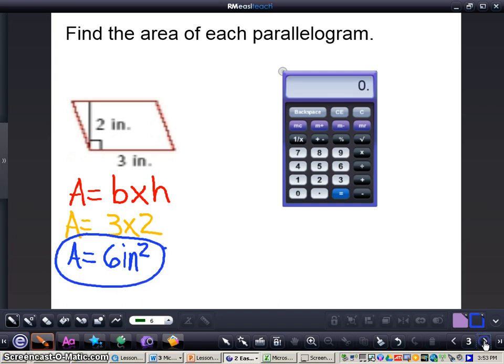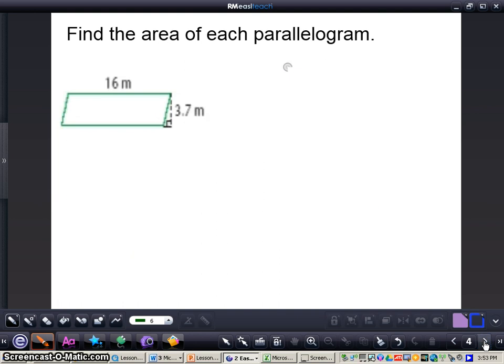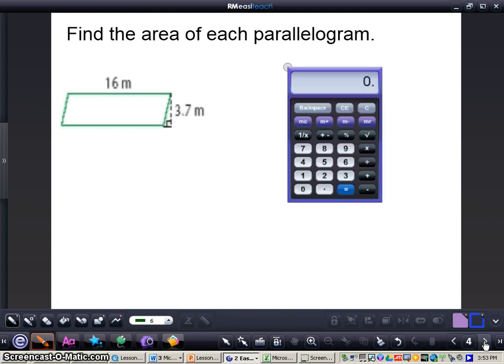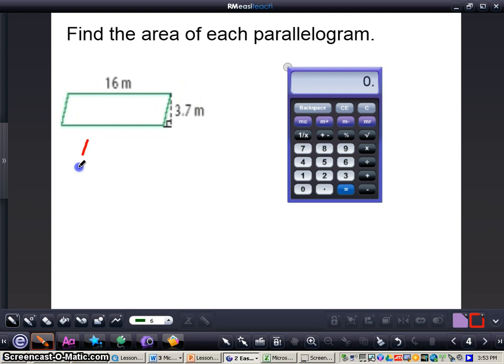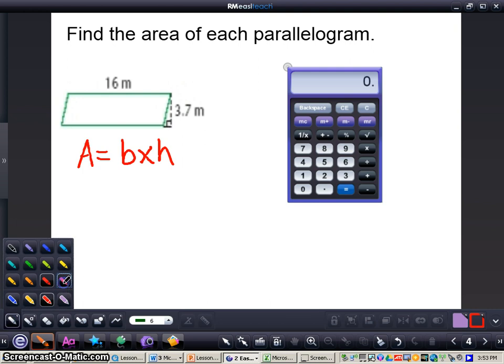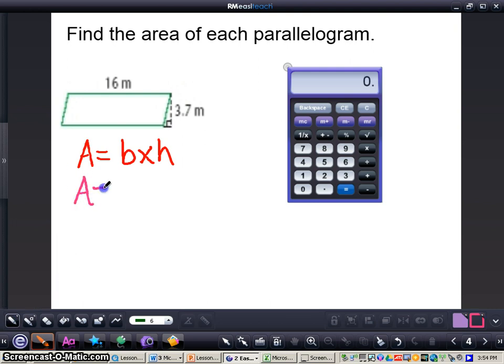Okay, and that's how you find the area of this parallelogram. Let's take a look at another one here. Now I have 16 meters times 3.7 meters, what we're looking at as far as our measurement. So the first thing we want to do is write out our formula every time. A equals B times H. Then we're going to plug in the numbers to our formula. A equals 16 times 3.7. It's important to understand that even though there's 16 meters at the top, it still is the same measurement for the base as well.